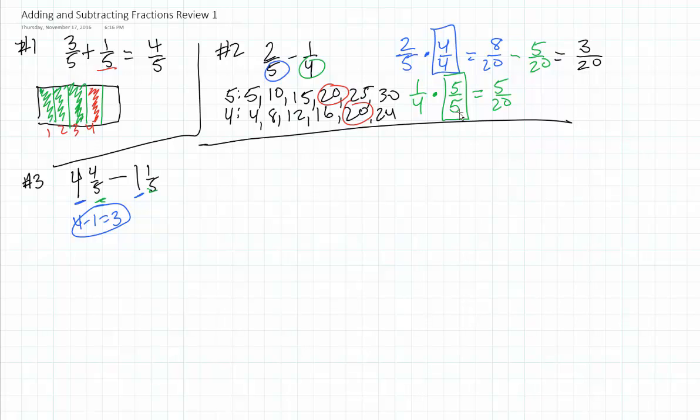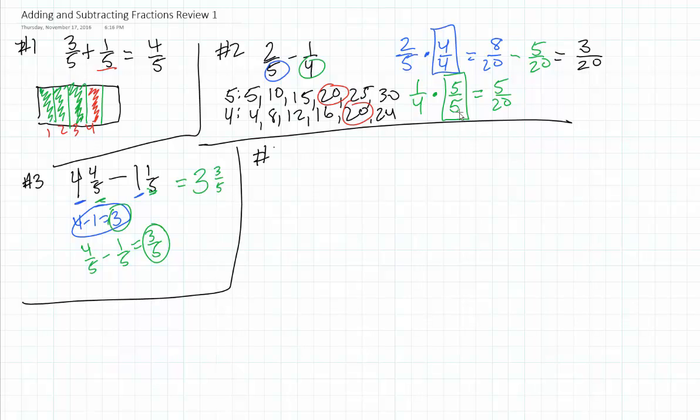And now the fractions, well, we have 4/5 minus 1/5. That's going to be 3/5. So all together we have the 3 wholes right here. We can't forget that. So we have 3 wholes, and then the 3/5 left from here. Okay, so 4 and 4/5 minus 1 and 1/5 is 3 and 3/5. Okay.